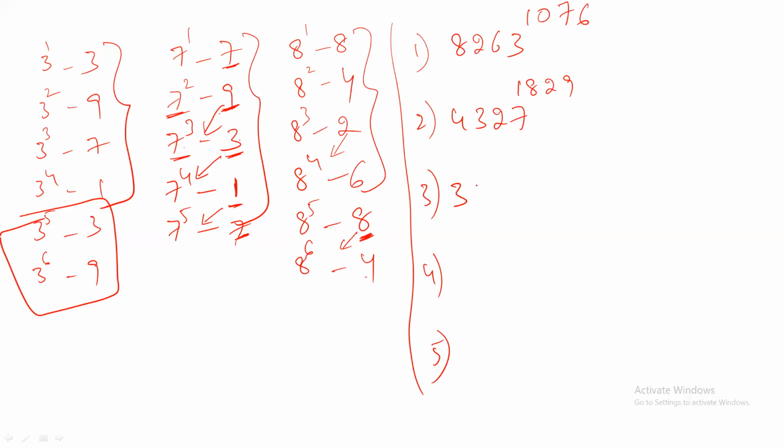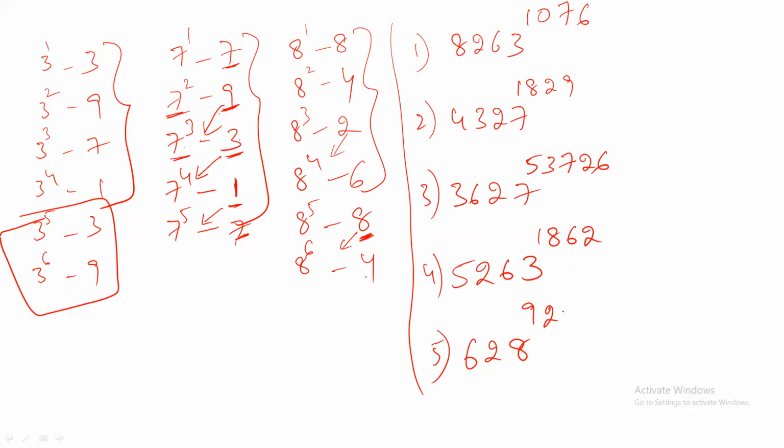Okay, next here 3627 to the power of 5326. Okay, next here 5263 to the power of 1862. Okay, next we'll go with 8, ending with 8. 628 to the power of 9268.